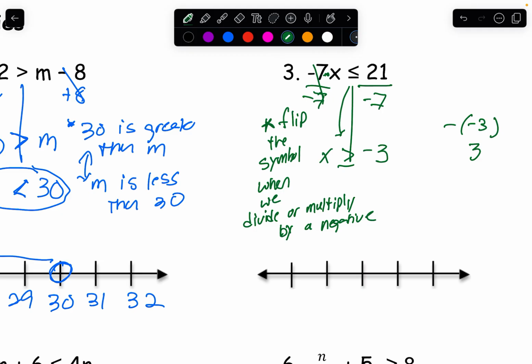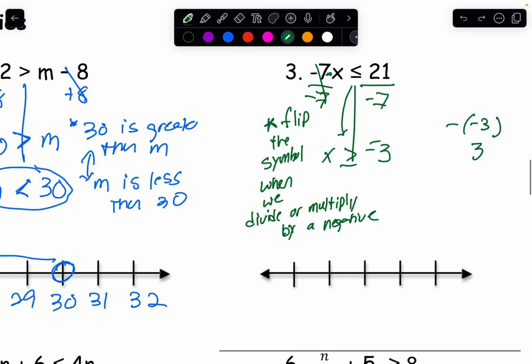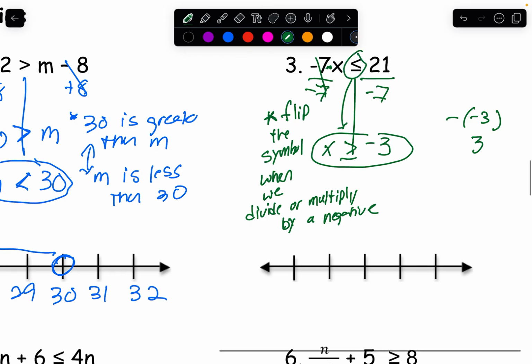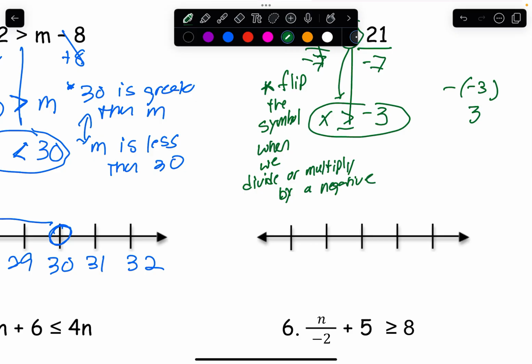When we add a negative or subtract a negative, that does not necessarily change the number from positive to negative. We might still be in the negatives, we might still be in the positives, but when we multiply or divide by a negative, it does actually flip the symbol. So that is the little twist that you're going to have here when you're solving with inequalities. If you multiply or divide by a negative, you need to flip that inequality symbol. All right? See if you can remember that.